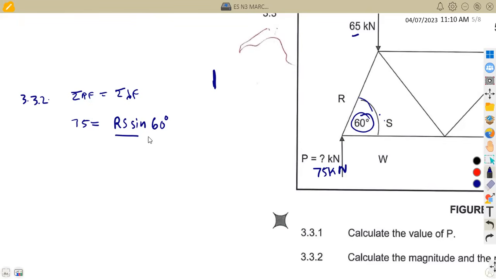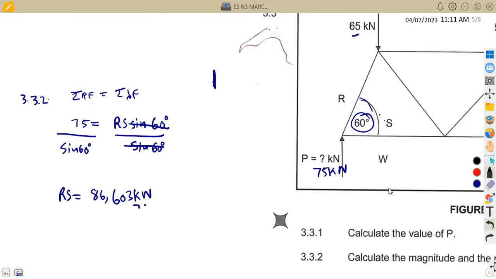Okay, so to find RS, we can simply divide by sine 60. Since we are multiplying, we can divide both sides by sine 60. So that means we are having RS, which is 75 divided by sine 60. So it's going to be 86,602 and so on, which is 86,60254. So that's 86.603 kilonewton in this case. All right, so that's for RS.